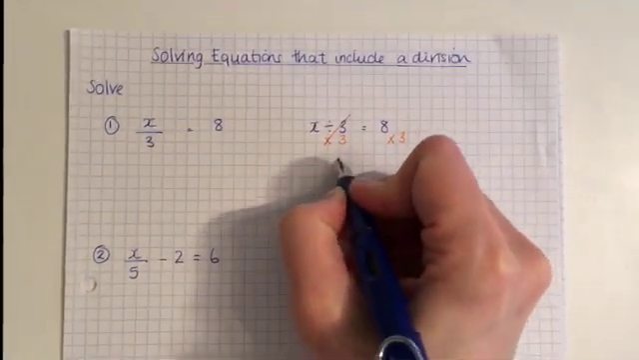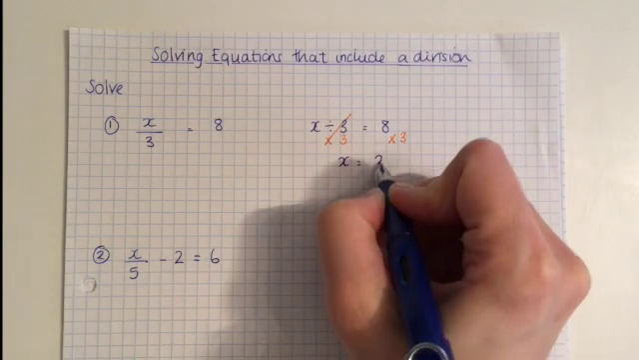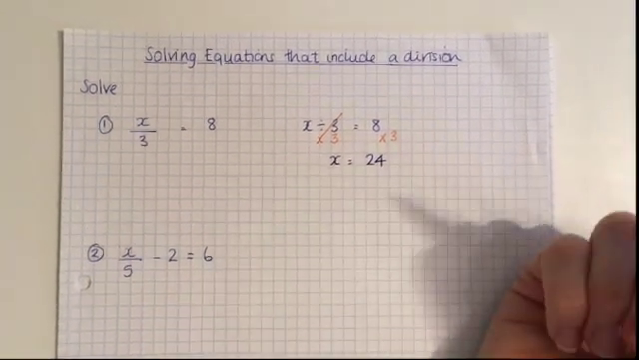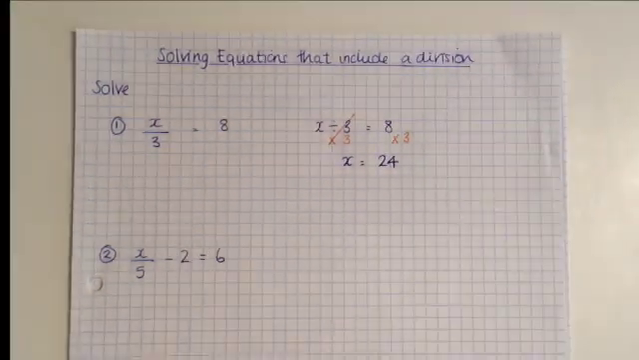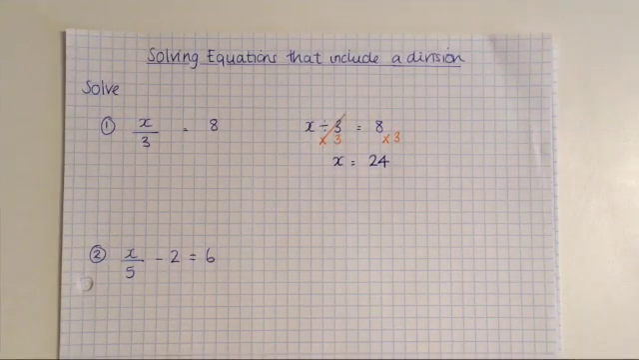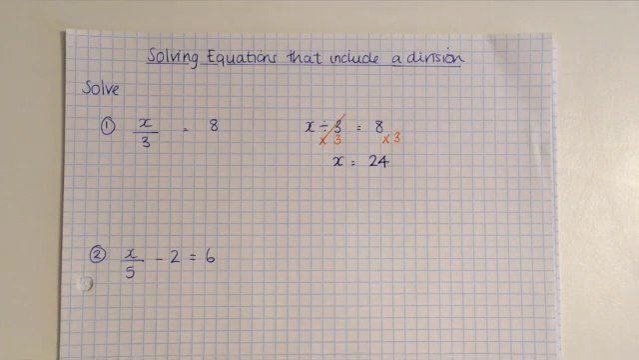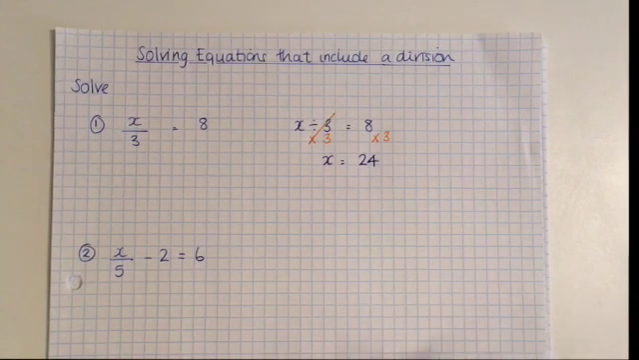So what I'm left with on this side is x, and then 8 times 3 is 24. And that makes sense because 24 divided by 3 is 8, okay? So that's what you need to do. It's only really one little bit that's different. Instead of dividing by the number that's in front of the x, we're multiplying by the number that's under x, okay, in those ones.